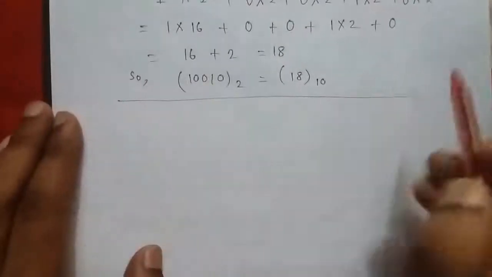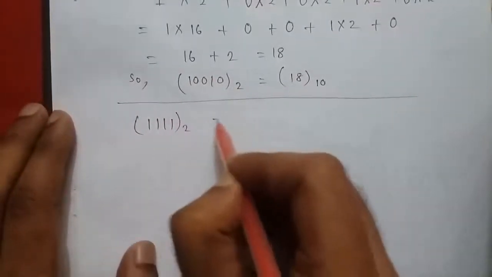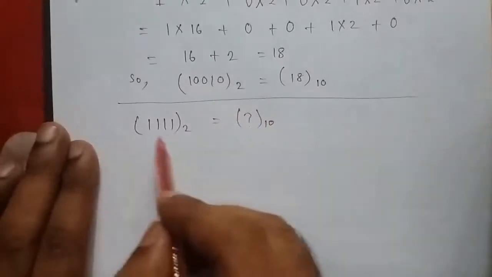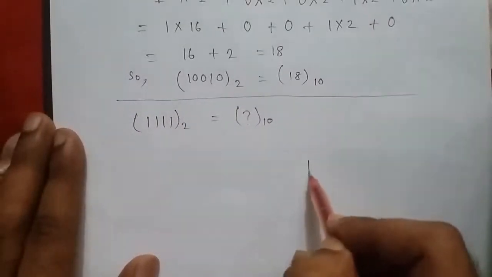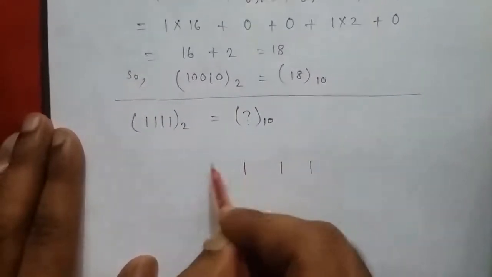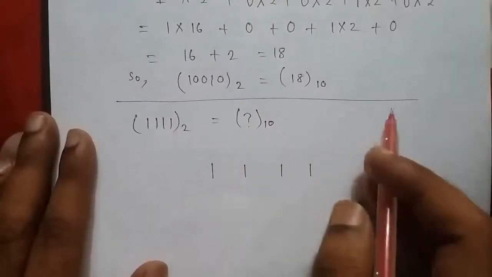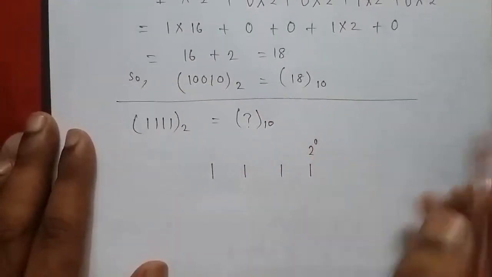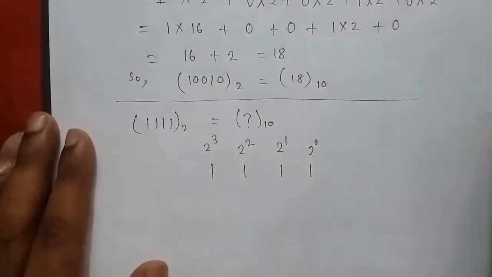Let's take another example. 1111 base 2 equals how much in decimal? Again, write these digits starting from right hand side to left hand side: 1 1 1 1. Now place the weight of every position of these bits. So this one is 2 to the power 0, as it is the least significant bit. This is 2 to the power 1, this is 2 to the power 2, and this is 2 to the power 3.